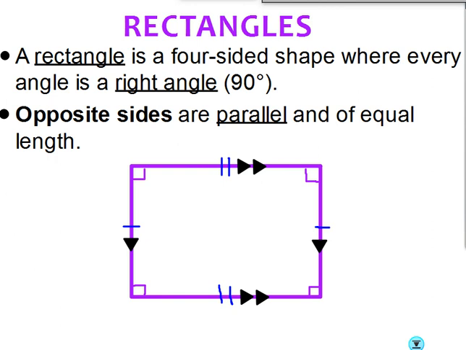In the picture, you can see the little blue lines. Those denote that the side lengths are congruent. Congruent means same. The black arrows denote the parallel sides.